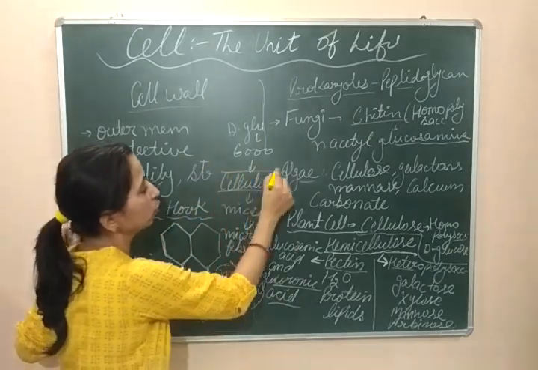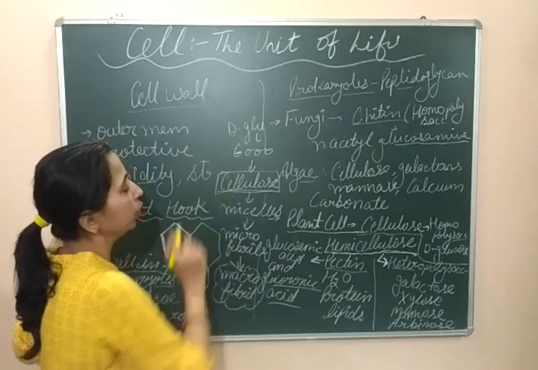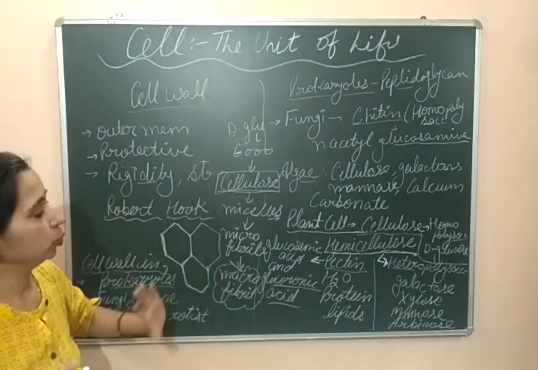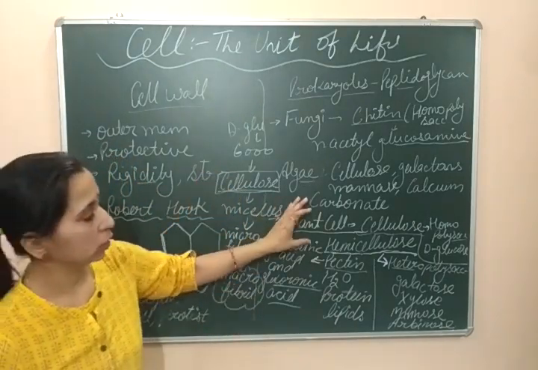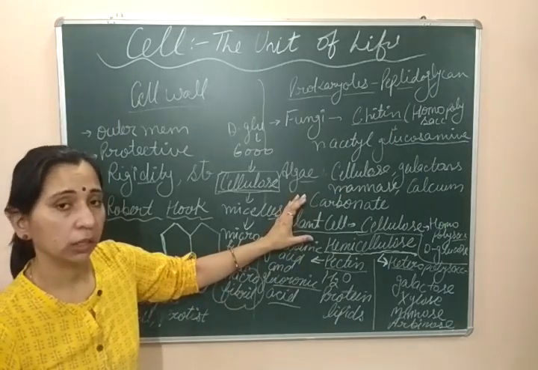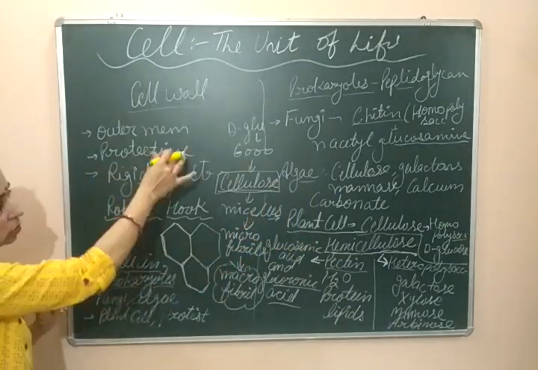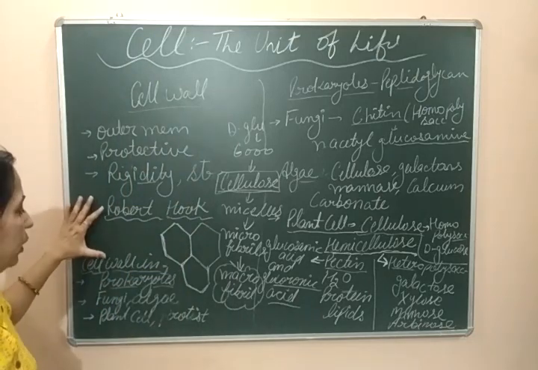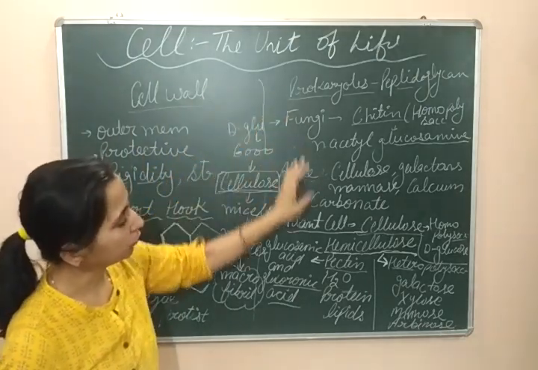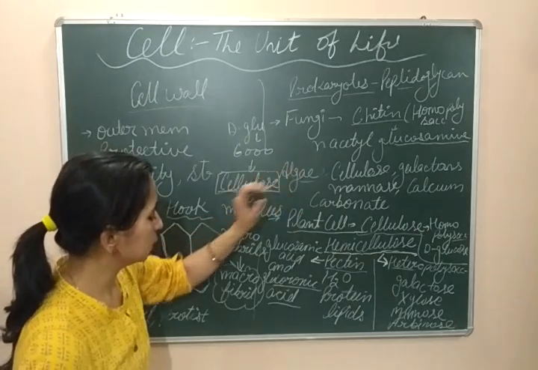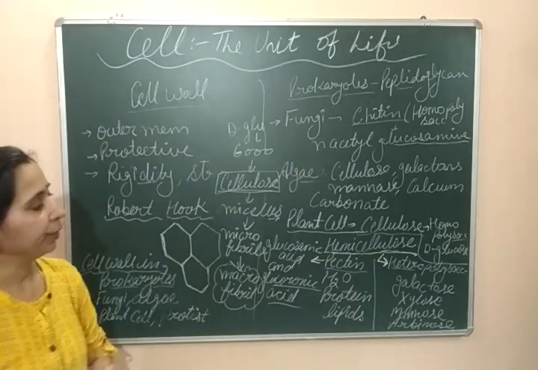इस तरीके से cellulose से cell wall की formation हो रही है. This is about the arrangement of the cellulose, how cellulose is forming cell wall in the case of plant cell. So here we discussed some important functions, then the discovery and the composition of cell wall in different organisms. Now let's see one more important thing here.